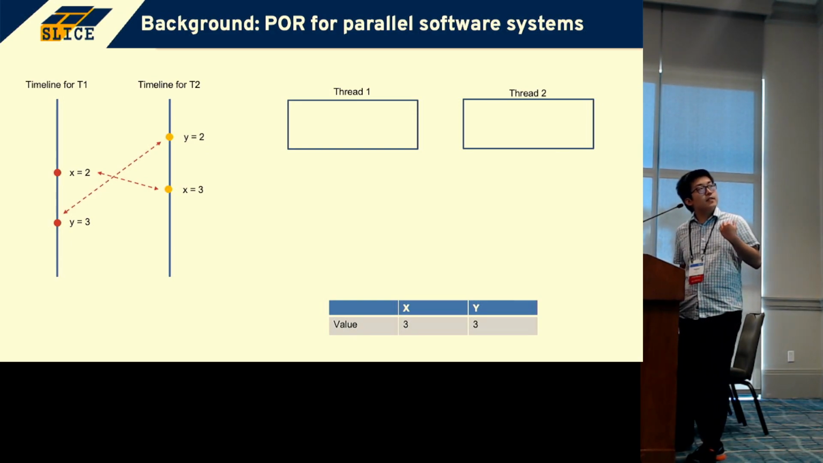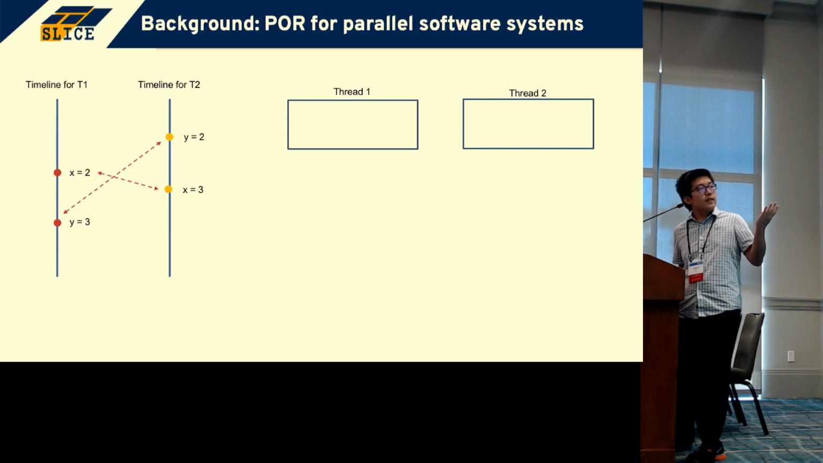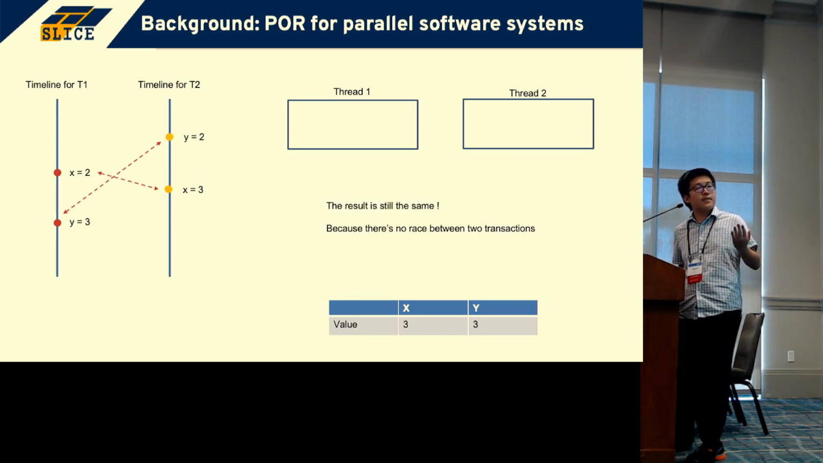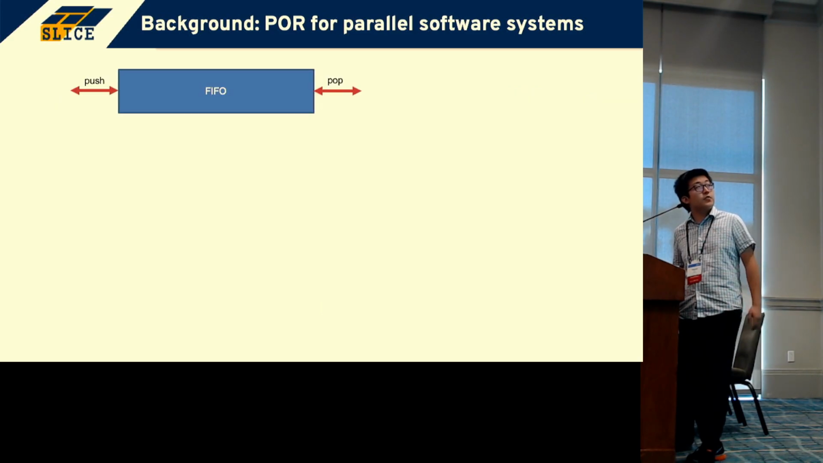And this is the observation for partial order reduction for parallel software systems: you can have many different linearizations of the same two threads running on two different processors, but it will only introduce potential changes when you are in fact swapping a pair of operations that's operating on the same memory location. Otherwise, like this swap, it will not produce new results. The final results will still be the same, because there is in fact no race between the two transactions.